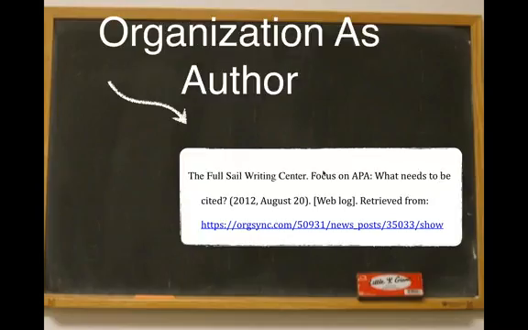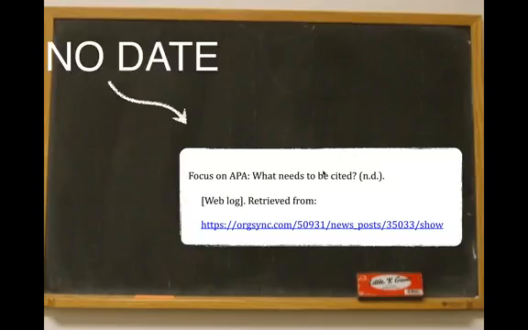Let's pretend that the article we just referenced has no author listed, but we know that an organization, the Full Sail Writing Center, published the article. The name of the organization goes in place of the author's last name. For this example, let's pretend that the article has no date listed and no author. Just like with the in-text citation, we use the abbreviation ND for no date.